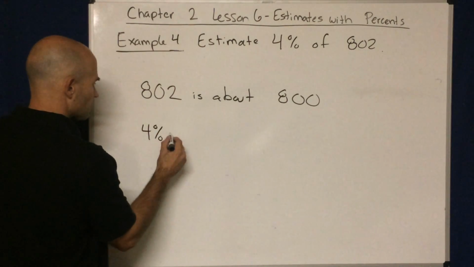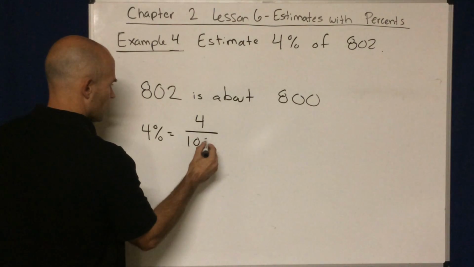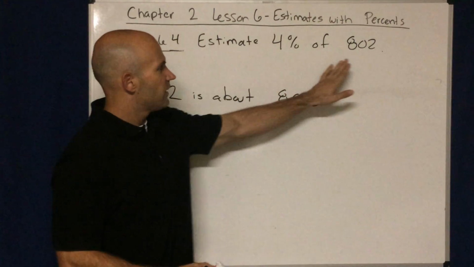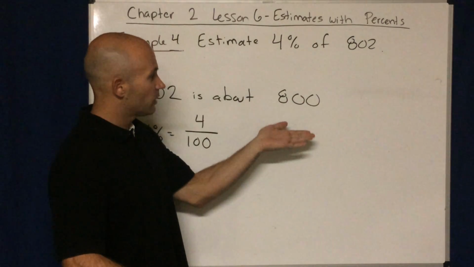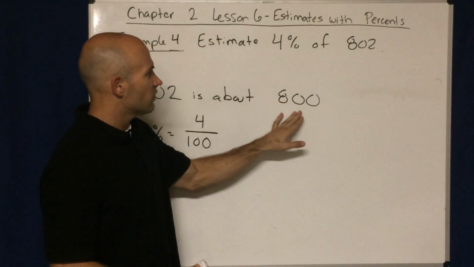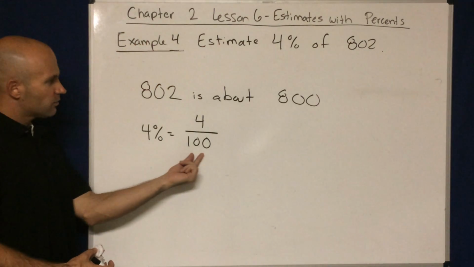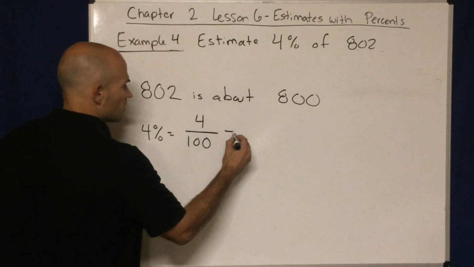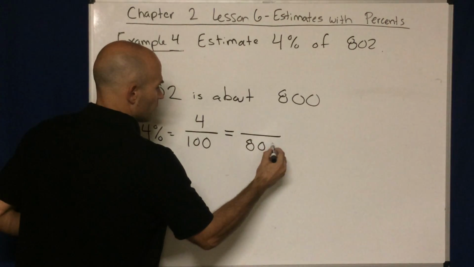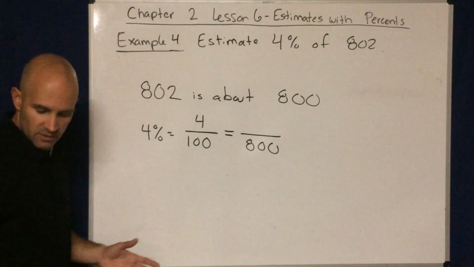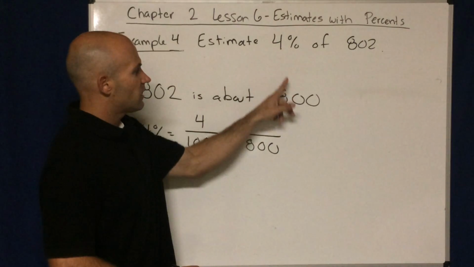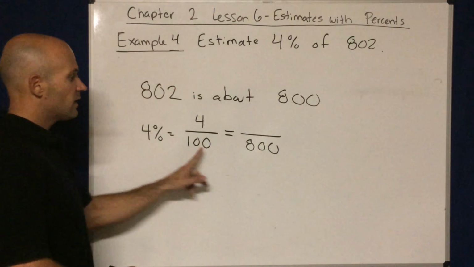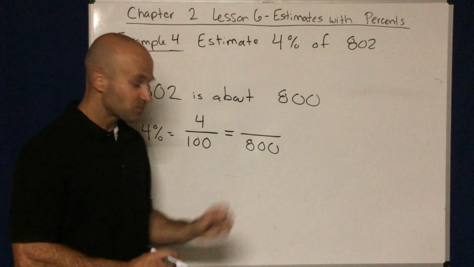So 4% is the same as 4 over 100. What I'm looking for is 4% of 802, but I'm replacing that 802 with 800. So what I'm looking for now in this estimate is 4% of 800. And I have my percent written as a fraction in a nice way. It's just 4 out of 100. So, using the same approach as in example 3, I want to find an equivalent fraction with an 800 in the denominator. Let me say in words what's going on. I'm looking for 4% of 800. 4% represents 4 out of 100, so what is it out of 800?